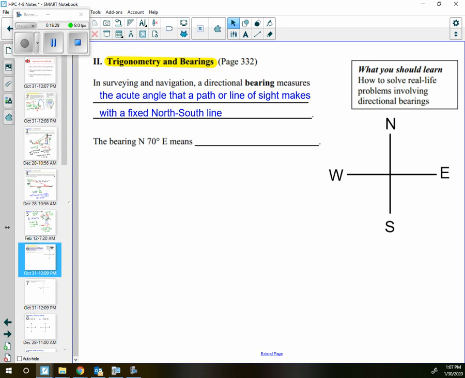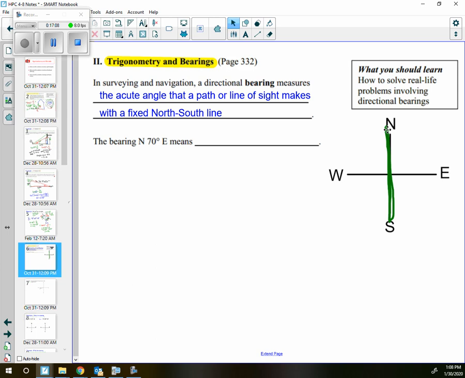So they're called directional bearings. In surveying and navigation, a directional bearing measures this, and this is the important part: we all have to do it the same way so it's standardized. The acute angle, so less than 90, that a path or line of sight, like the direction you're heading, makes with a fixed north-south line. You are always doing your directional headings based off of how far away you are from the north-south line. Always north-south, because if you do it from east-west, you're going to get different angles. So we're standardizing.